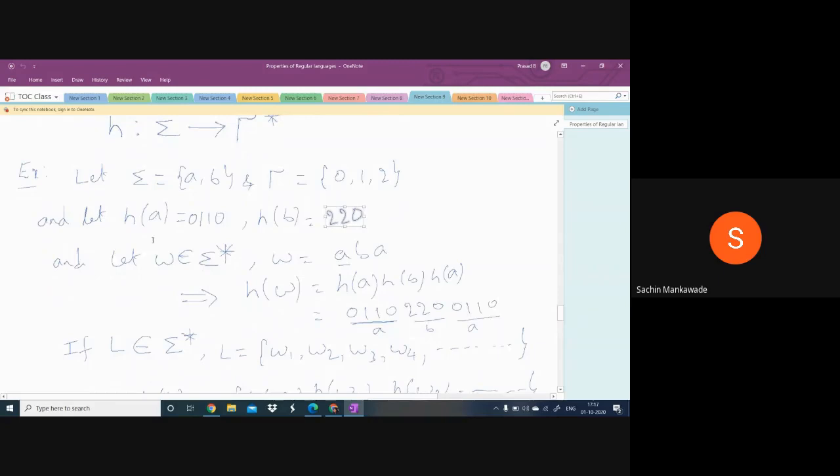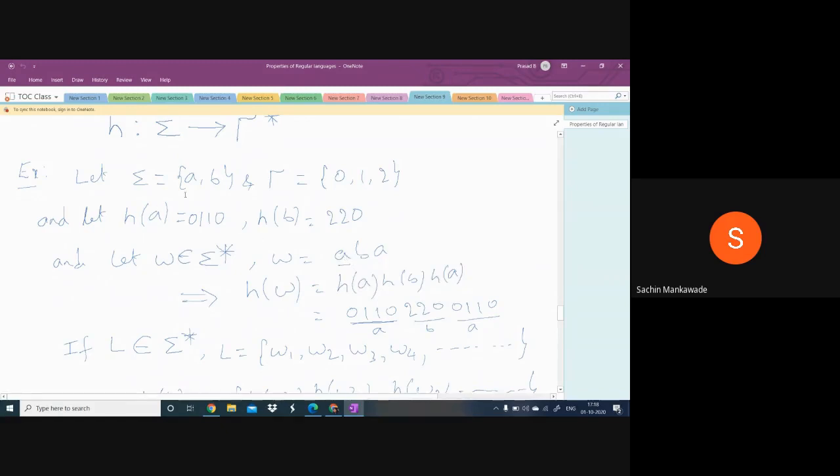Then W is a string over sigma star. Let W be ABA. Here I have taken the string over sigma star as ABA. Then the equivalent string in tau star, that is h of W, is h of A followed by h of B followed by h of A. Are you following? Here h of W is h of A, h of B and h of A.